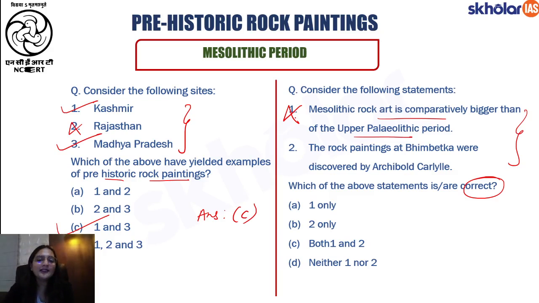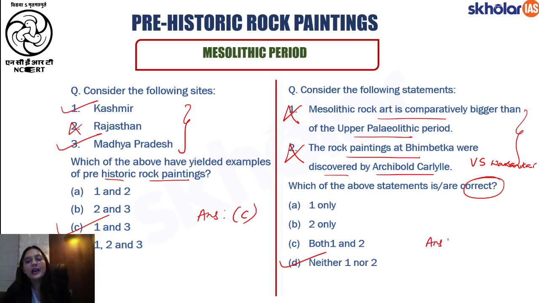Okay. Now the next statement says that the rock paintings at Bhimbetka were discovered by Archibald Carlyle. Now students, this statement again is going to be incorrect because the rock paintings at Bhimbetka are discovered by archaeologist V.S. Wakankar, whereas Archibald Carlyle is the archaeologist who was the first person to discover rock paintings in India. Hence, we can see that both these statements are incorrect and therefore our final answer for this particular question is going to be option D. That is, neither one nor the second statement are correct.